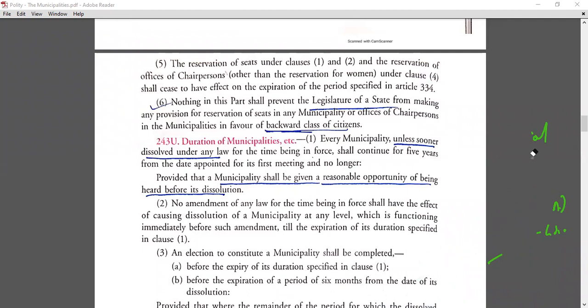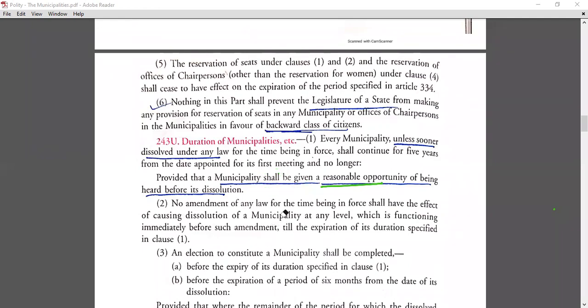Next, now duration of municipalities. Obviously every municipality, unless sooner dissolved under any law for the time being in force, shall continue for 5 years. Provided that the municipality shall be given a reasonable opportunity of being heard before its dissolution. If there is a dissolution, a reasonable opportunity shall be given to the municipality to be heard, and that is mandatory in nature. Reasonable opportunity, mandatory in nature, should be given, if it is getting dissolved.